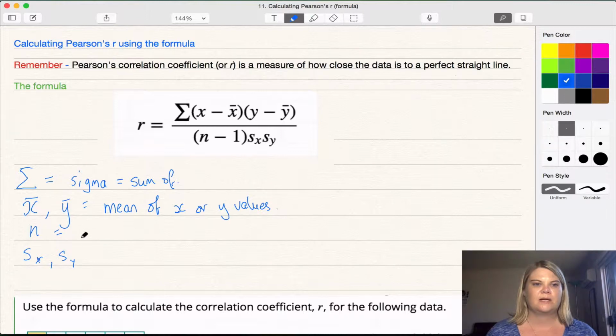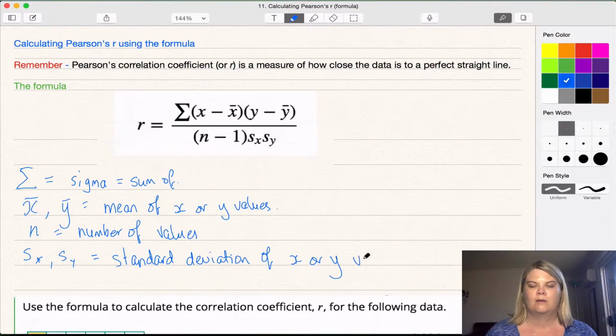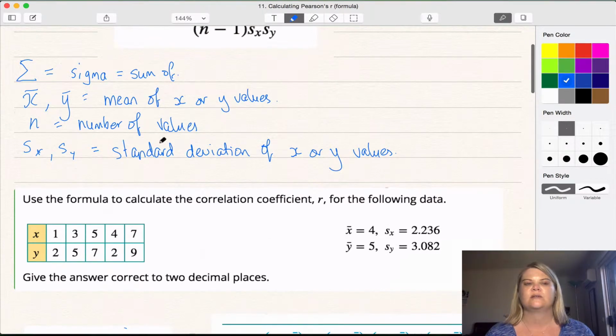The n in the denominator is the number of values, and Sx is the standard deviation of x, and Sy is the standard deviation of y. So it's worthwhile just jotting down the meanings of each of these letters as well. Here's an example of how you might use the formula.